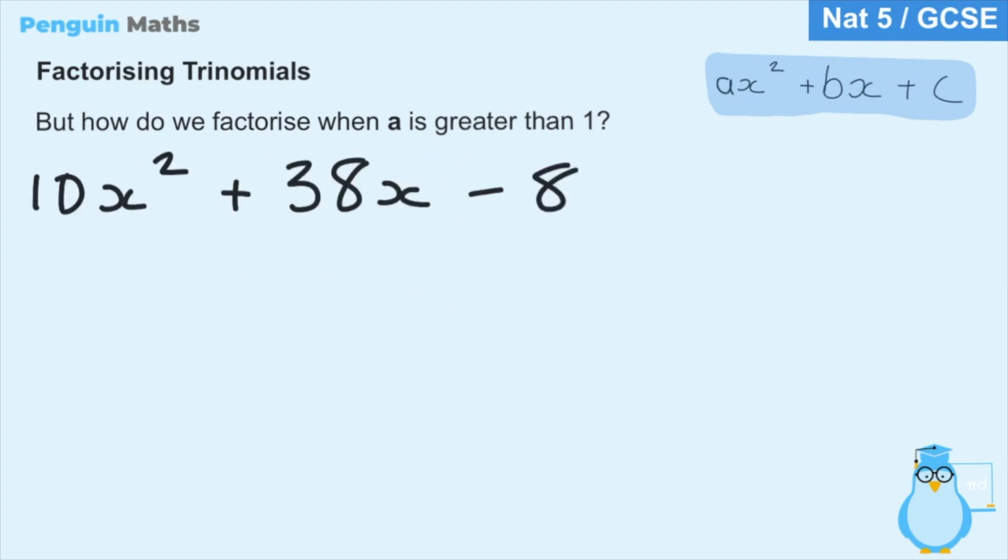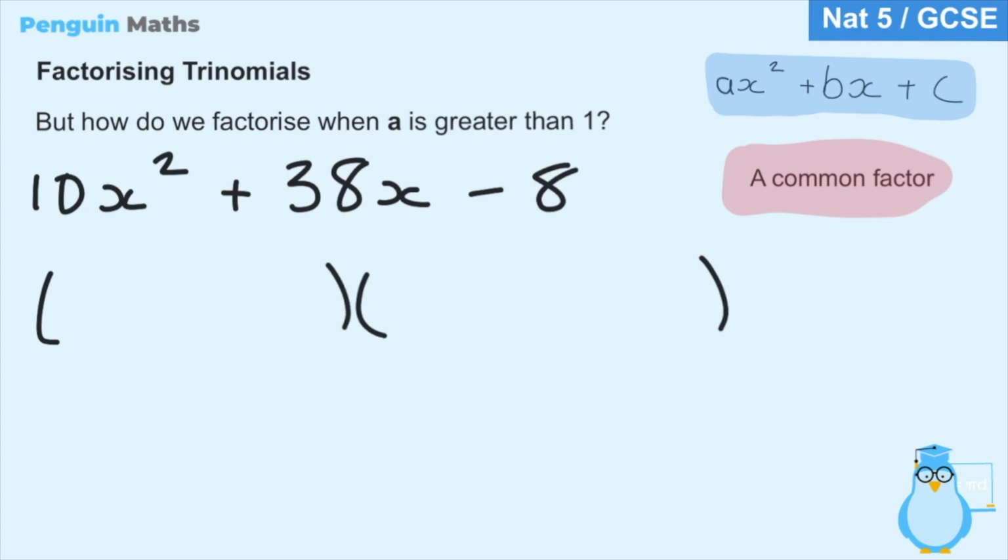Okay, let's have a look at one final example, and this expression is 10x squared plus 38x minus 8. So you might be tempted to just go ahead and start doing the trinomial factorising method that we've been working on in the past 2 lessons. But remember, what is the first thing that we always look for when we go to factorise? The answer, yes, is a common factor.